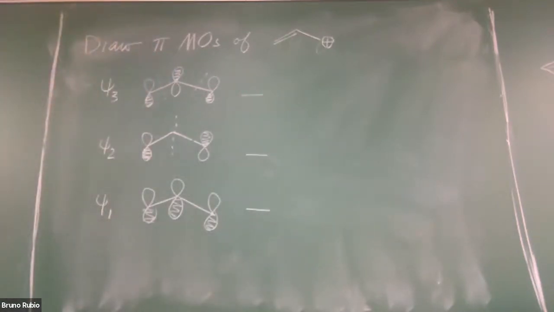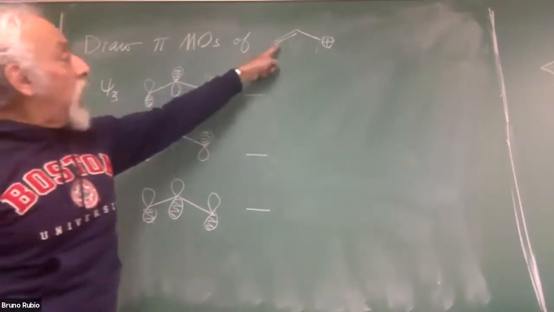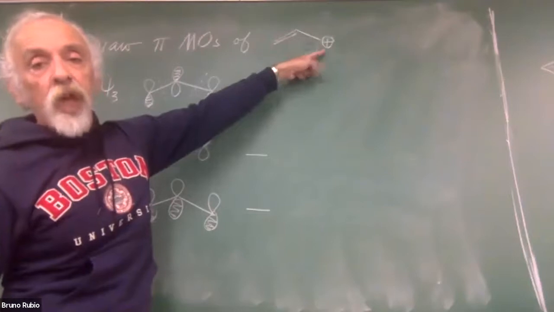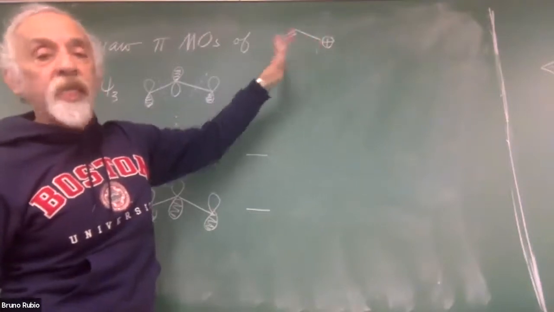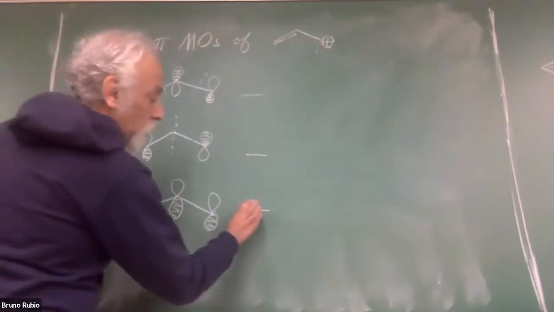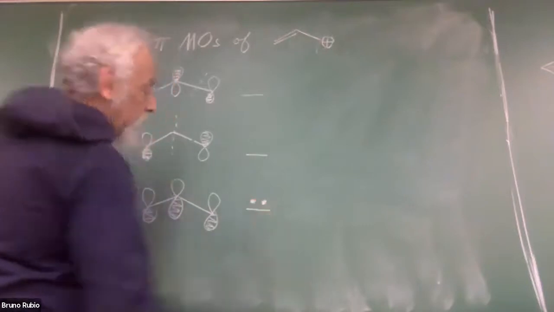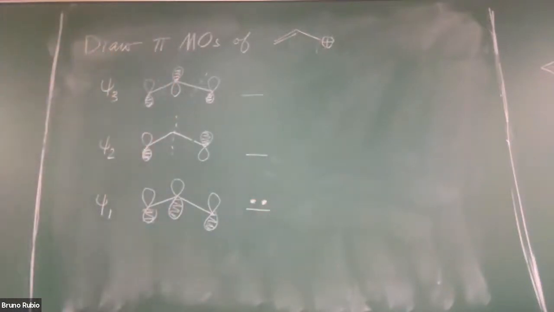How many electrons do I have to play around with? How many pi electrons? 2, right? 1, 2, and that's a positive charge, meaning an electron is missing. So the orbital diagram with the electrons filled in would look like that.